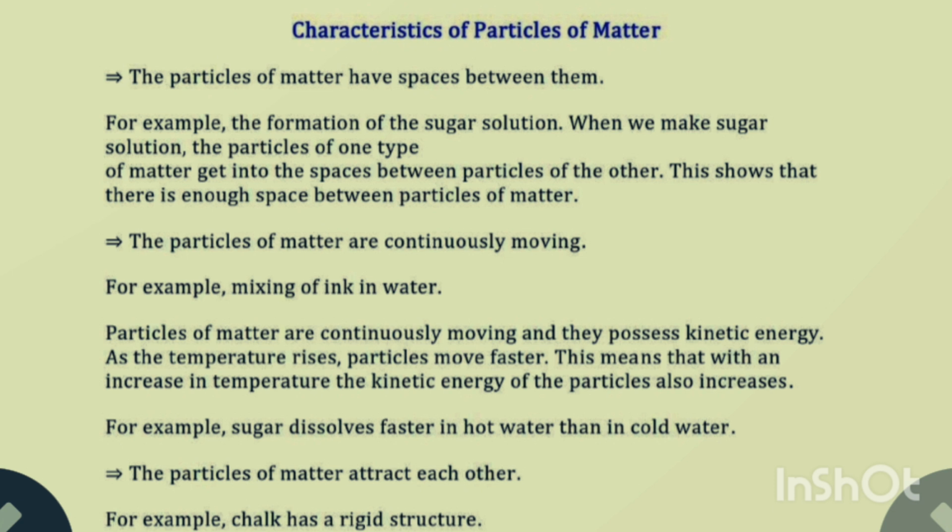both the particles of matter, if we are taking two matters, what will happen here? Both the particles are attracting each other. Okay, for example, chalk has a rigid structure. So what type of structure is it having? A rigid structure, it is not flexible.